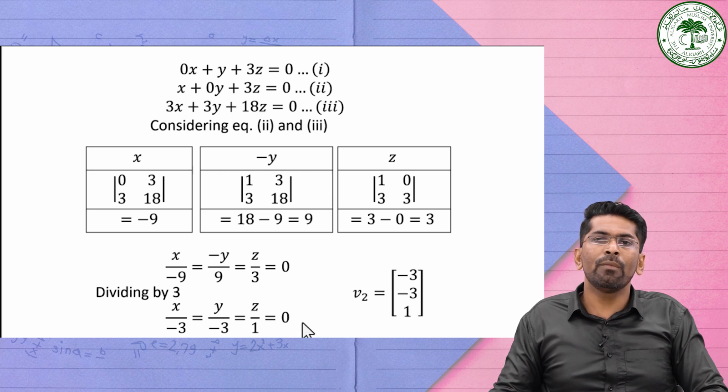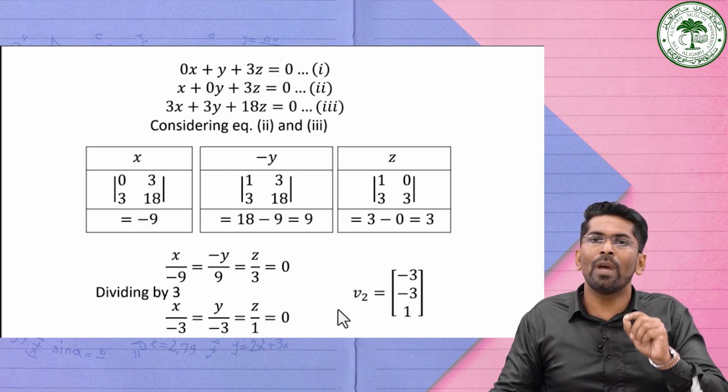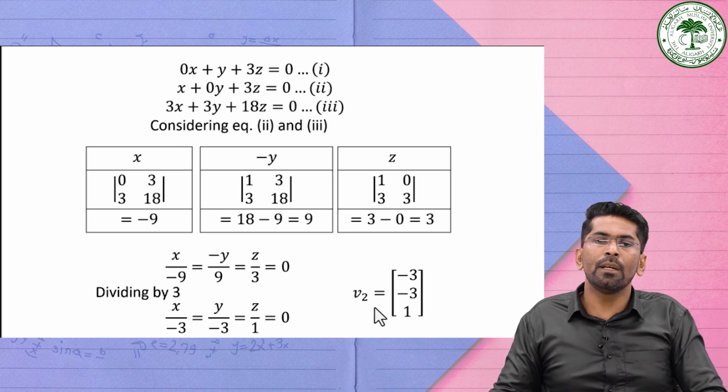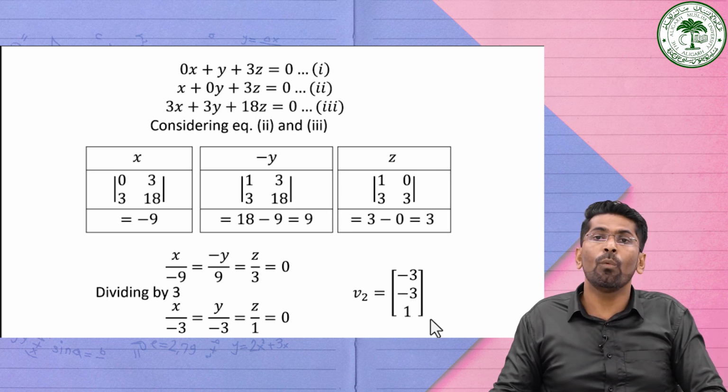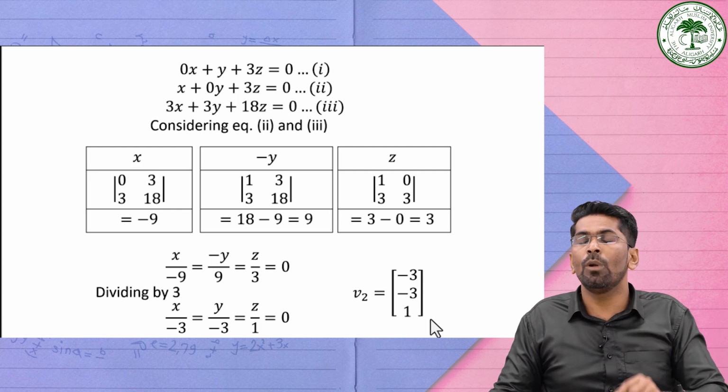So here the eigenvector corresponding to the eigenvalue equal to 2, that is vector 2, is minus 3, minus 3 and 1. This is the eigenvector for lambda equal to 2.